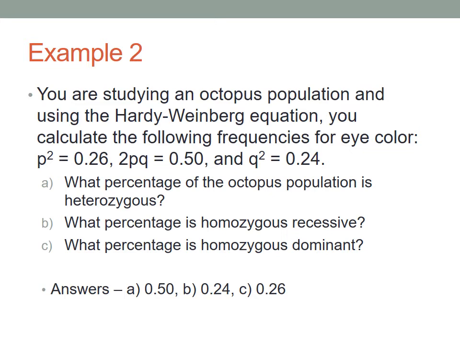And then the last question, what percentage is homozygous dominant? Well, homozygous dominant is P squared. And if homozygous dominant is P squared, then it is 0.26. So you would say that 50% of our octopus population is heterozygous, 24% is recessive, and 26% is homozygous dominant. And that's exactly what we have here. We didn't need to do any math to calculate this. The answers were just right there in the question.